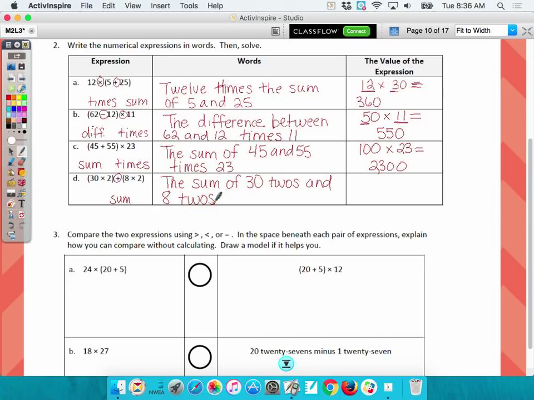Now there's a couple ways to solve this one. Do you remember that we could add the 30 plus the 8 and take it times 2? Or we could do 30 times 2 plus 8 times 2. I think this way would be easier because I'm going to end up with a 0 on one of these and it'll be easier to add. So what's 30 times 2? 60. And what is 8 times 2? 16. So the answer here is 76.